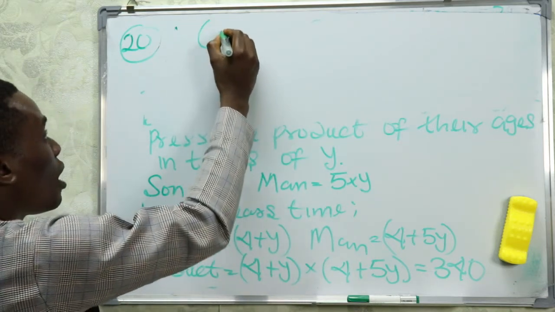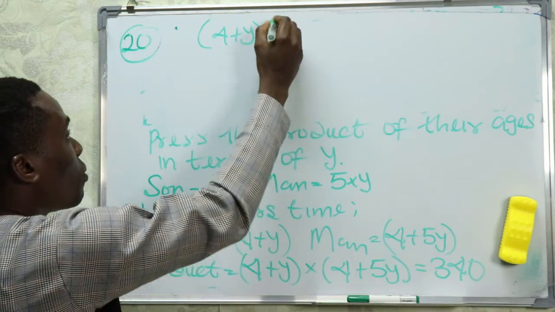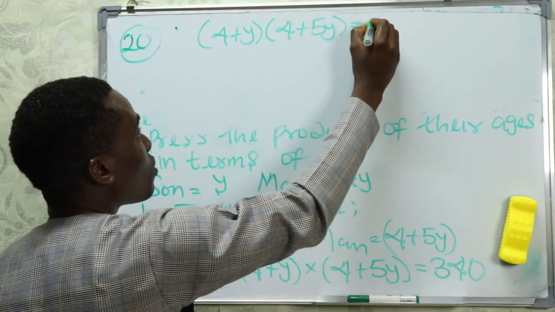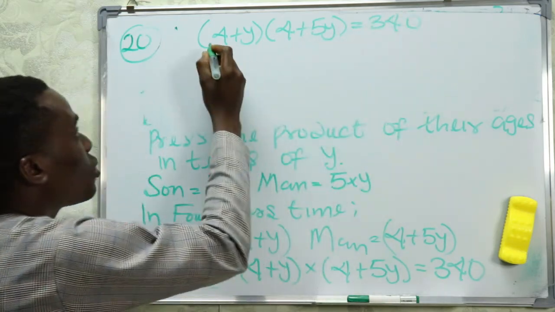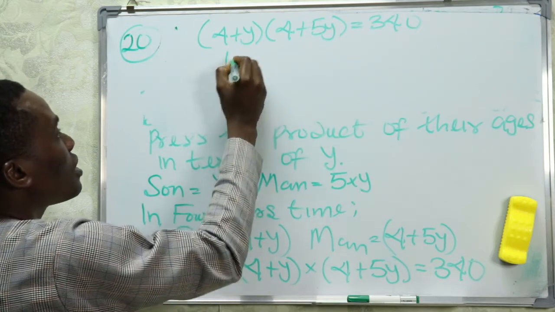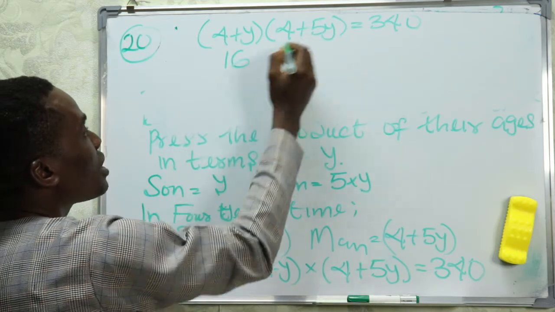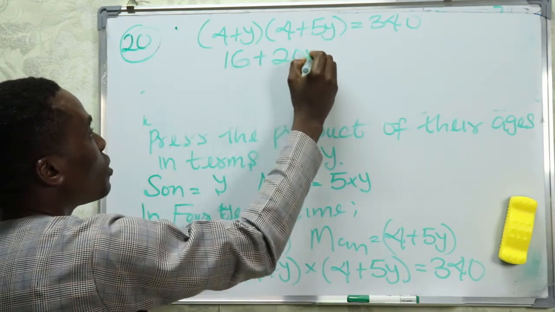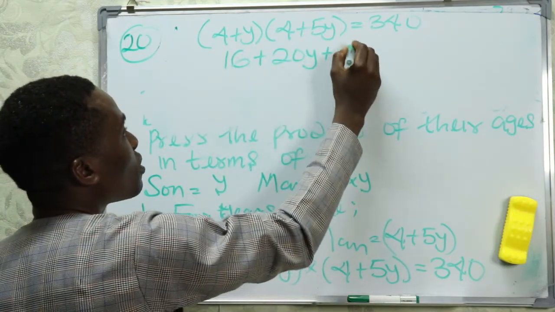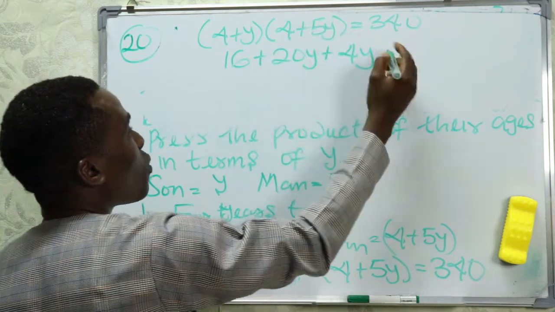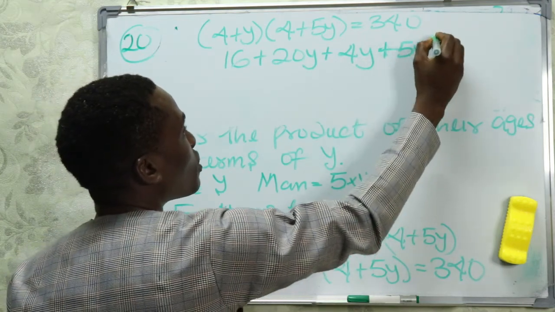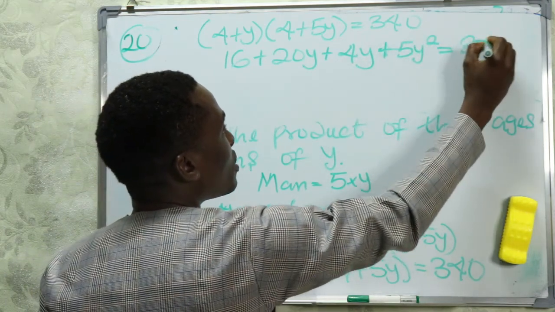Now let's express the product of their ages in y. So we'll have 4 plus y multiplied by 4 plus 5y, both of them equal to 340. So this times this will give us 16. 4 times 4 is 16. 4 times 5y will give us plus 20y. Y times 4 will give us plus 4y. And y times 5y will give us plus 5y squared. Everything will be equal to 340.